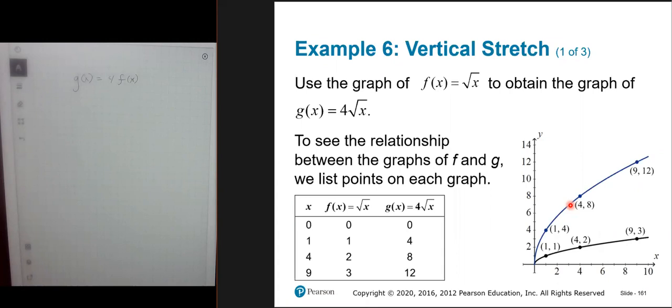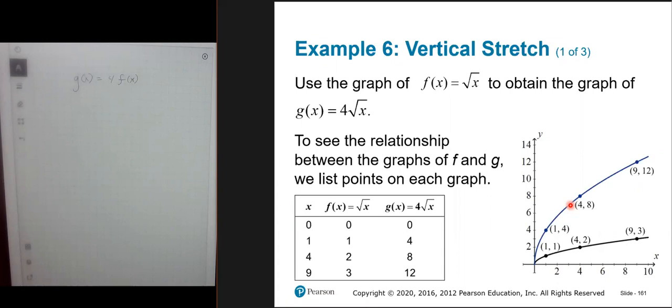Any questions here? You know, a vertical stretch is pretty straightforward, just like a vertical shift is pretty straightforward. With a shift, you're either subtracting something or adding something to the y value. Here with a stretch, you're multiplying something times the y value. All right, there they were multiplying by 4.